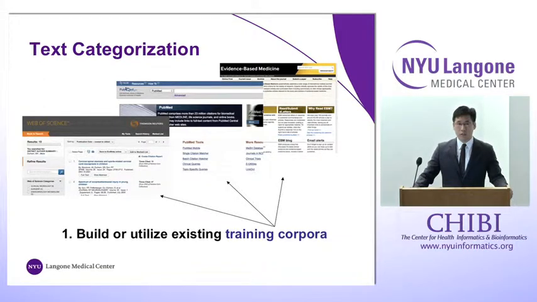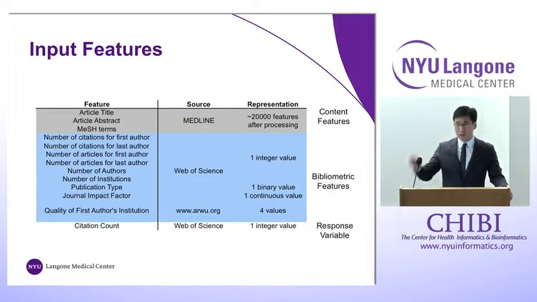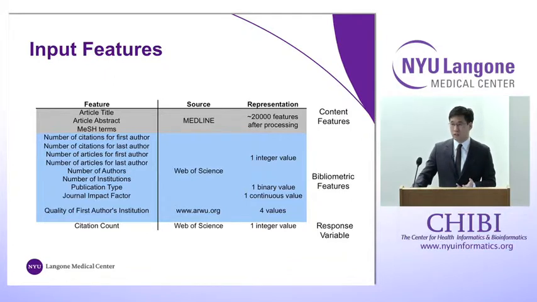For this application with predicting citation counts, I focused on internal medicine articles from 6 well-known journals, such as JAMA, BMJ, New England Journal of Medicine. And for each of those articles, I extracted these features. So these are going to be the basis of the training.